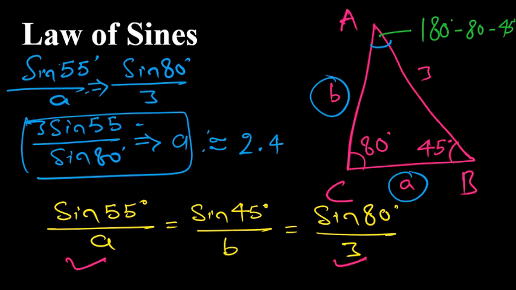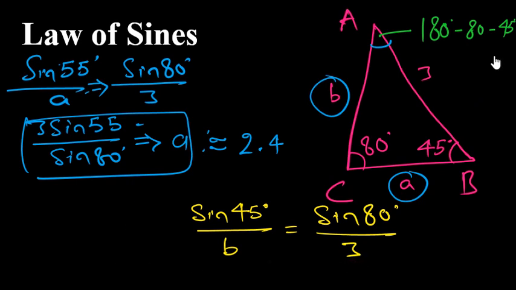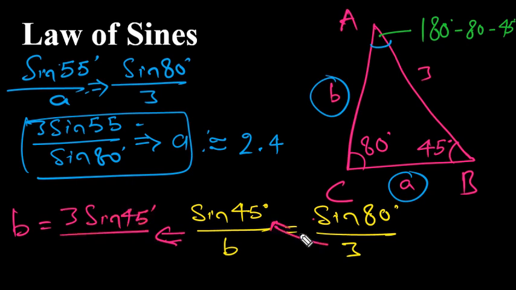Now let's solve for b, right? So to solve for b, what will I do? I will take only these two equations, and again I will do the cross product. So what will I get here? I will get b equal, this will go up here, and so this is 3 sine 45 over this multiplied by this, and sine 80 degree will be divided on both sides. Solve this, you will get your answer. So b will be approximately equal to 2.2. When you solve this, you will get approximately 2.2. So that's your answer.